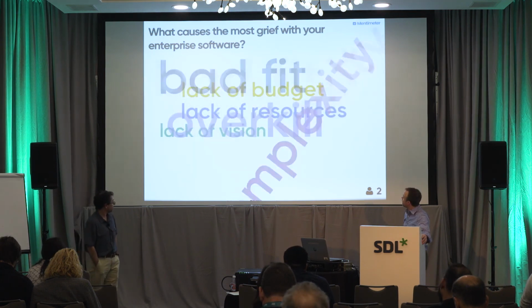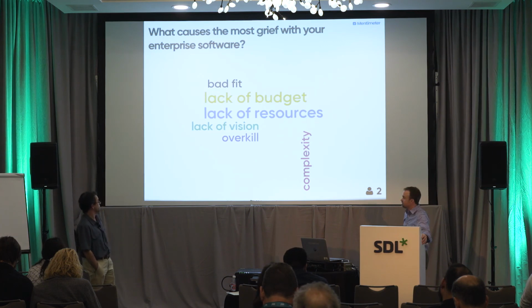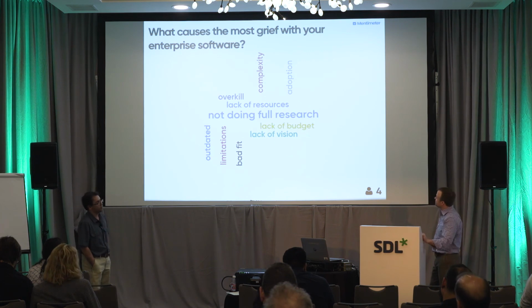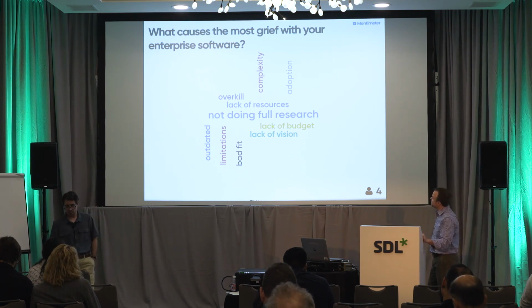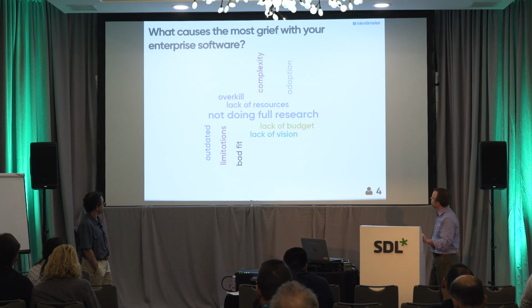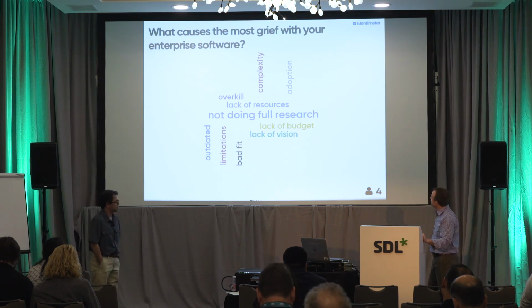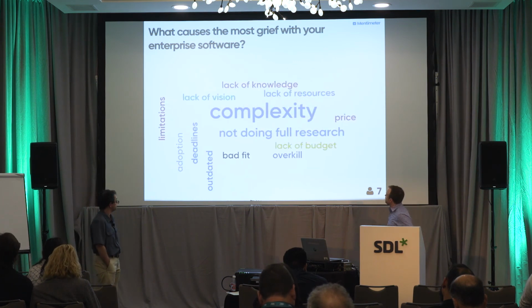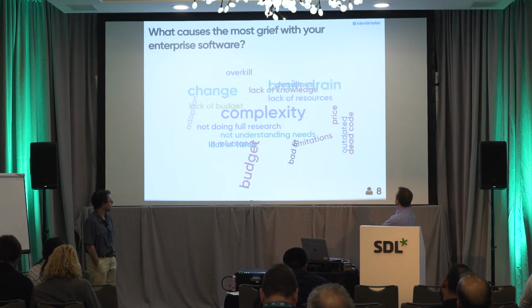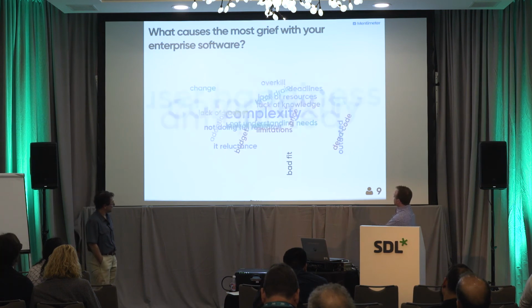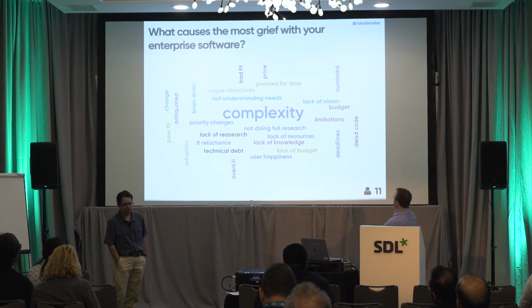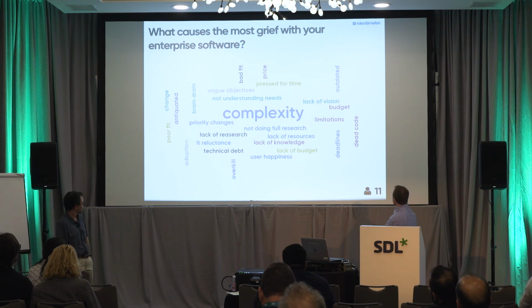Lack of budget, lack of resources, lack of vision. Oh, overkill. Bad fit. Not doing full research. Ooh, first paging. Overkill. Yep, that can happen. Complexity. Complexity, that can come as a result of how we think of our software. IT reluctance. Oh, antiquated. Yep. That's kind of the opposite of bleeding edgeism: well, it's always worked this way, so why should we ever update it?